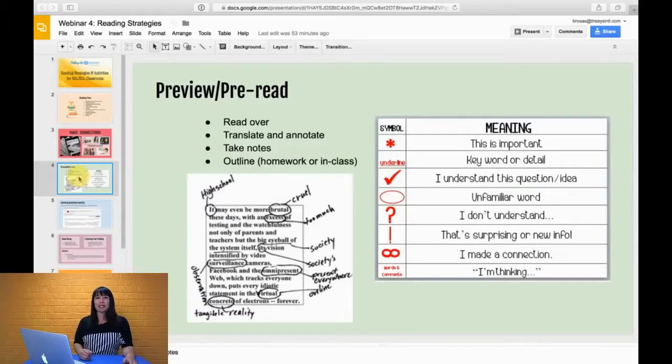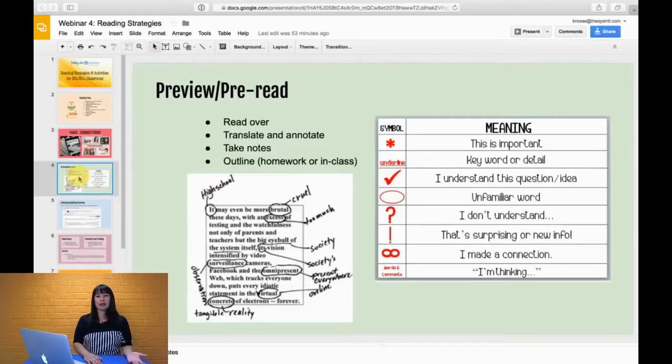Another way is just simply to have them annotate however they are most comfortable, or you might give them an assignment where they have to take notes from their reading. We always want the notes to be in their own language, because if the notes are not, then you don't really know if they're understanding. The students don't really know if they're understanding, they're just simply copying.